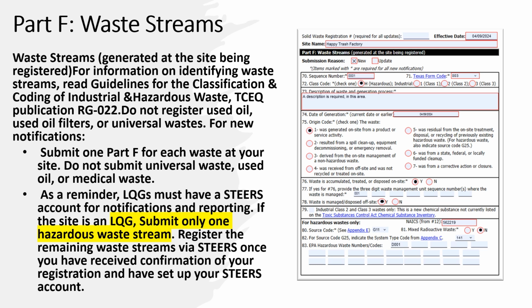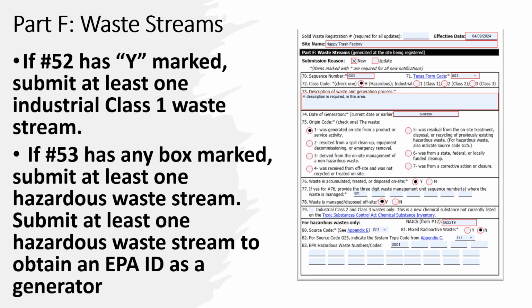As a reminder, LQGs must have a STEERS account for notifications and reporting. If the site is an LQG, submit only one hazardous waste stream. Register the remaining waste streams via STEERS once you have received confirmation of your registration and have set up your STEERS account. If number 52 has a Y marked, submit at least one industrial Class 1 waste stream. If number 53 has any box marked, submit at least one hazardous waste stream. Submit at least one hazardous waste stream to obtain an EPA ID as a generator.